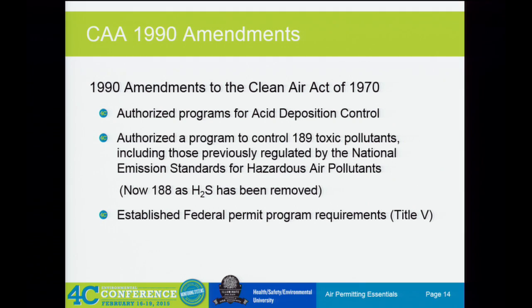Then we have the 1990 amendments to the Clean Air Act, which authorized programs for acid deposition control. It authorized a program to control 189 toxic pollutants, including those previously regulated by the National Emission Standards for Hazardous Air Pollutants. So that would be our HAPs, our hazardous air pollutants. And originally it was 189, but H2S has since been removed from that list, so we're down to 188. And it established the federal permitting program requirements under Title V. So the 1990 amendments created Title V of the Clean Air Act.